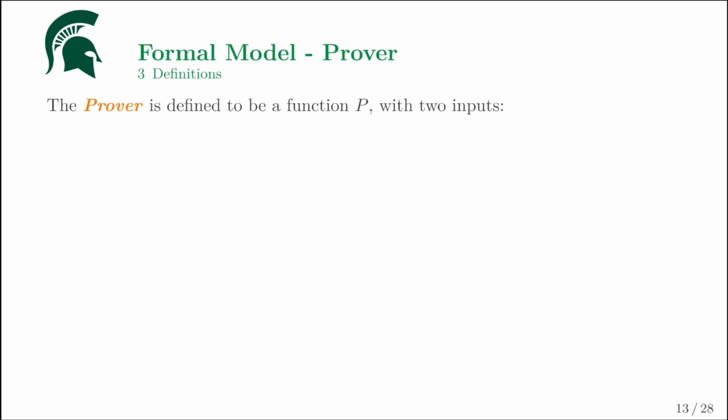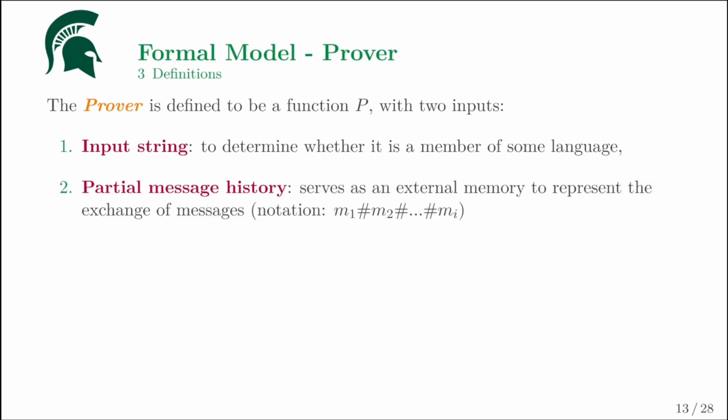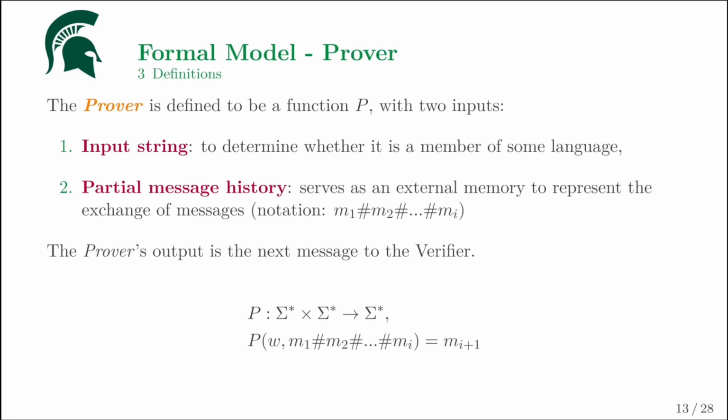Next, the prover is defined similarly to the verifier, but remember that the prover has unlimited computational power. Once again, the prover is a function p with two inputs. First is the input string again, which it is tasked with deciding membership of for some language. And second is a partial message history, which consists of the previous exchanges between itself and the verifier. Again, as a function, the prover is stateless, so this context must be provided to it. And now the prover's output is simply a new message to the verifier.